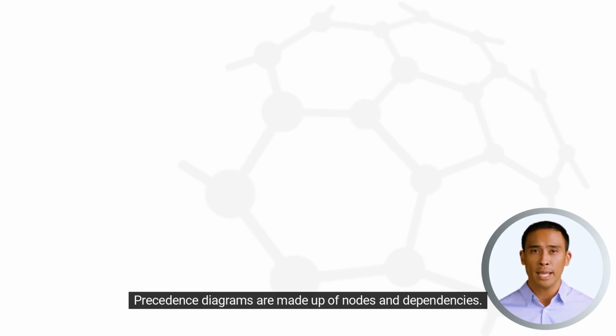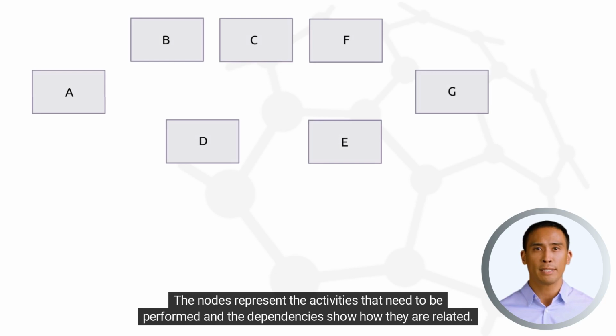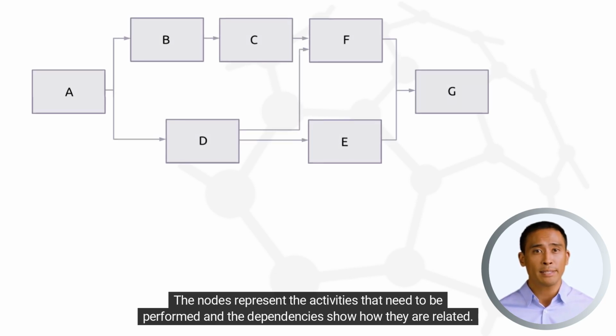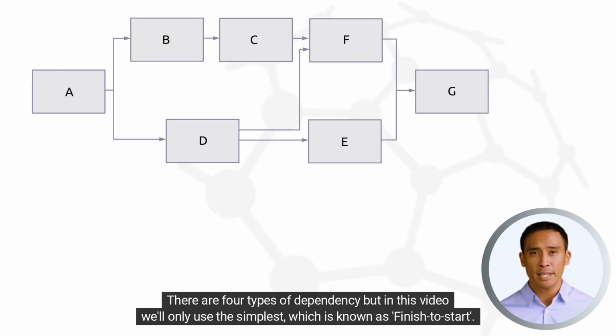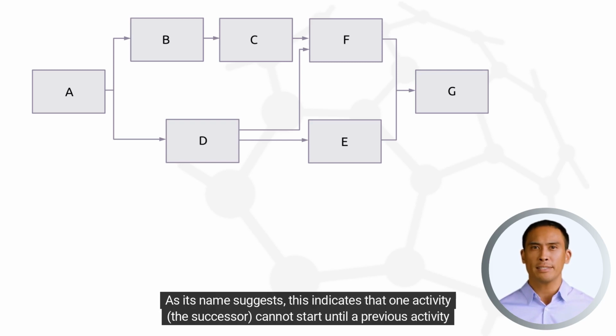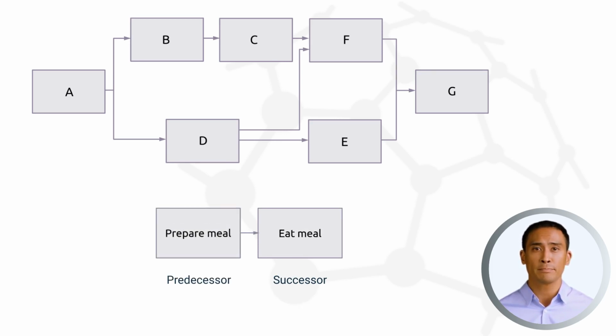Precedence diagrams are made up of nodes and dependencies. The nodes represent the activities that need to be performed, and the dependencies show how they are related. There are 4 types of dependency, but in this video we'll only use the simplest, which is known as the finish to start. As its name suggests, this indicates that one activity, the successor, cannot start until a previous activity, the predecessor, is completely finished.